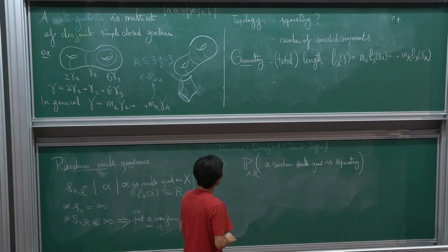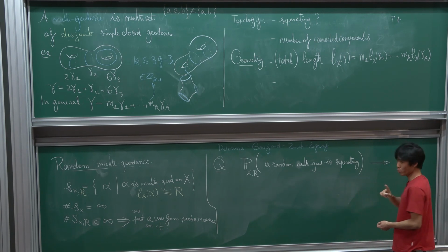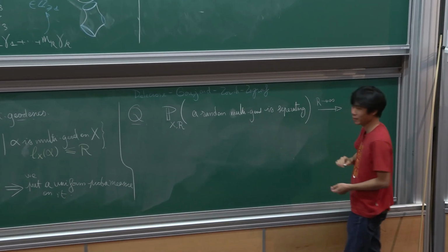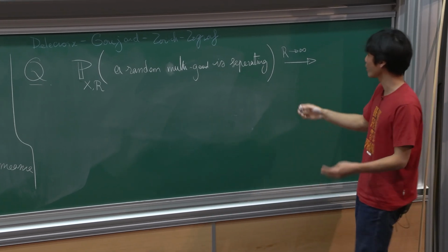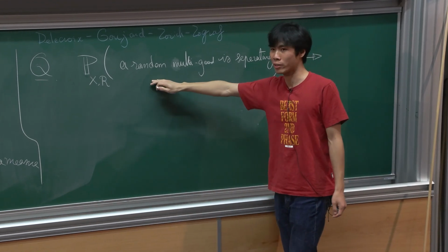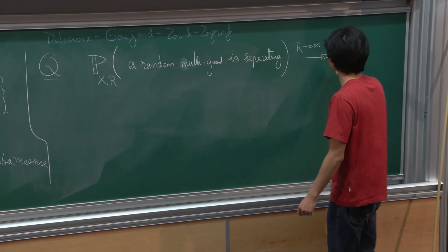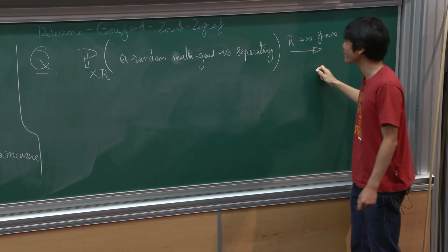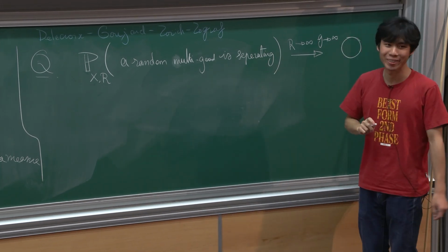And they answer this question in two regimes. Firstly, you let R go to infinity to get your real multi-geodesics. And it turns out that once you let this number go to infinity, the probability that you get doesn't depend on the hyperbolic metric. It depends only on the genus. And then you let the genus go to infinity. And this probability of being separating will just go to 0.